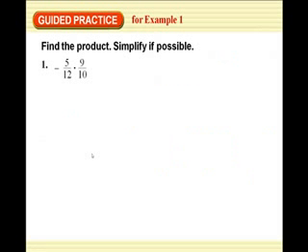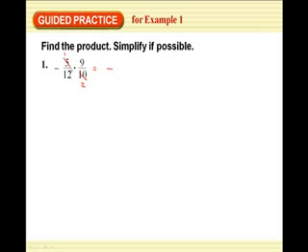Okay, so guided practice. Here we go. So first off, I look at the negatives and the positives. There's one negative, so I know the answer is negative. So let's do some canceling. 5 and 10. 5 goes into 5 once. 5 goes into 10 2 times. And please, you have to write the problems out in order to cancel, so show me that. And then 9 and 12.